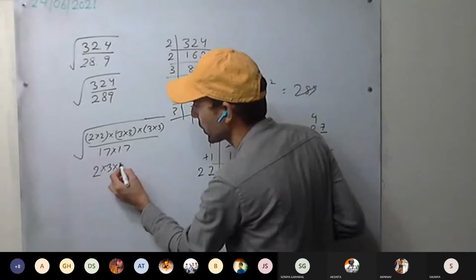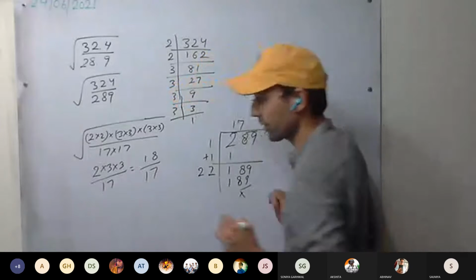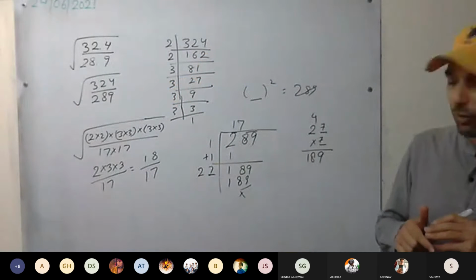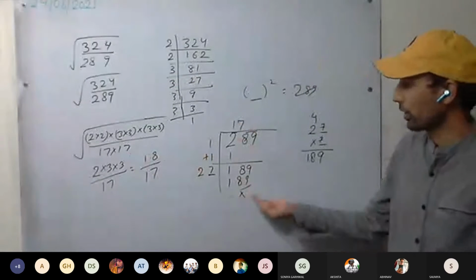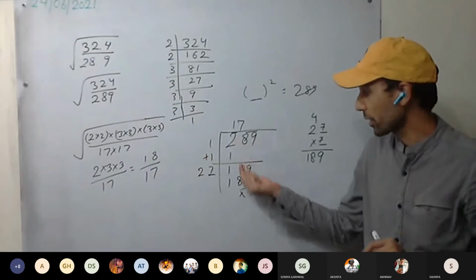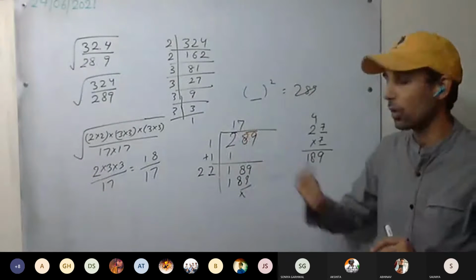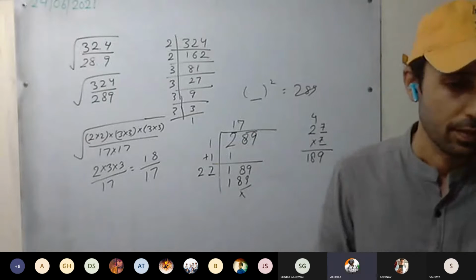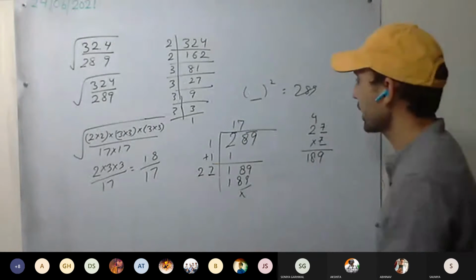2 into 3 into 3 divided by 7. It is how much? 18 divided by 7. Understood this one? So whenever we are not able to figure out the square of any number, use the long division method. You will for sure get the square root. Understood this one? We have calculated the square root of 289. Okay. Next one. Do the next one.